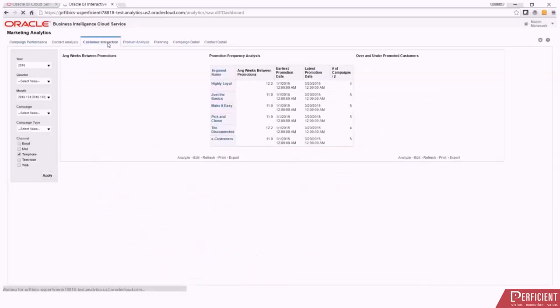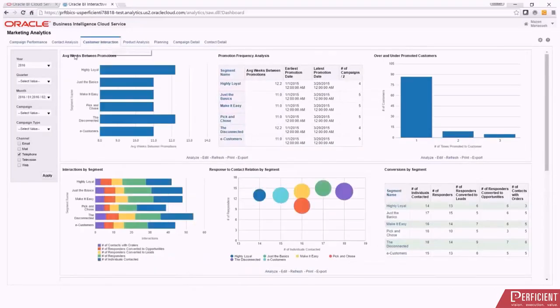As an analyst, I can also analyze customer interactions. Average weeks between campaigns is showing me how frequently I'm targeting specific customer segments, and the graph on the right tells me how many of the customers are over-promoted to or under-promoted to.